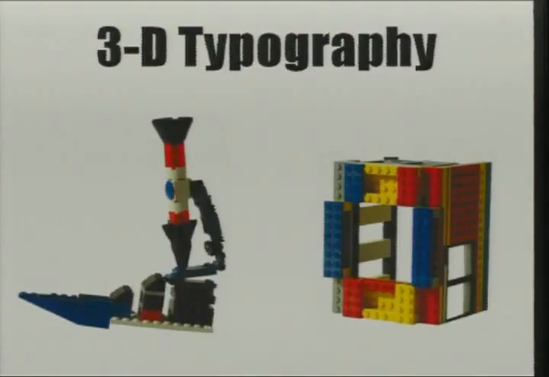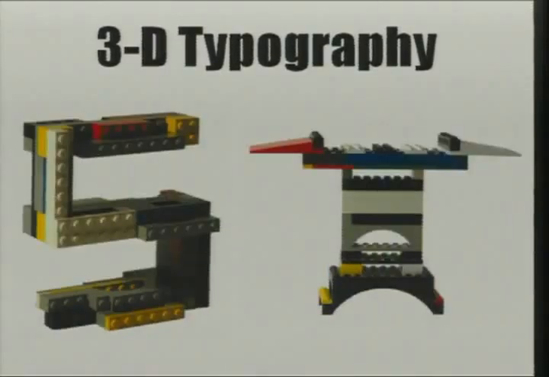The one on the left is a J, the one on the right is an O, and the O, I think, shows a good example of how you can look through it and still see part of the actual letter form in the back there. With Legos there's a lot of different kinds of movable pieces you can use to create different angles, which makes it, I think, ideal for creating a 3D typeface.